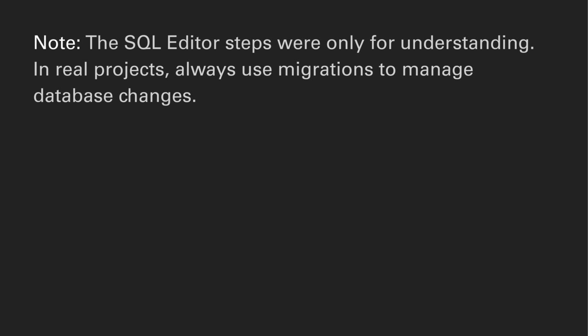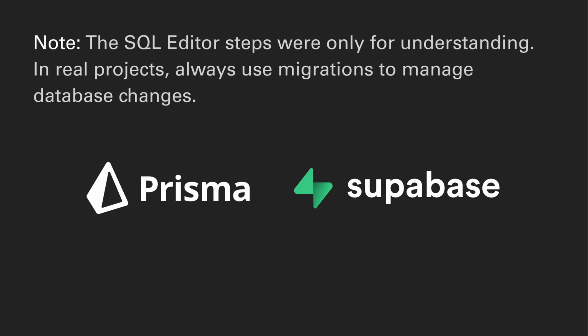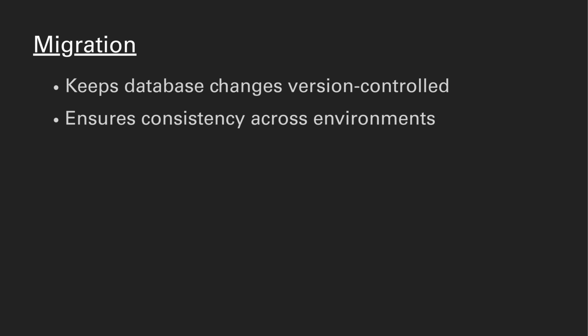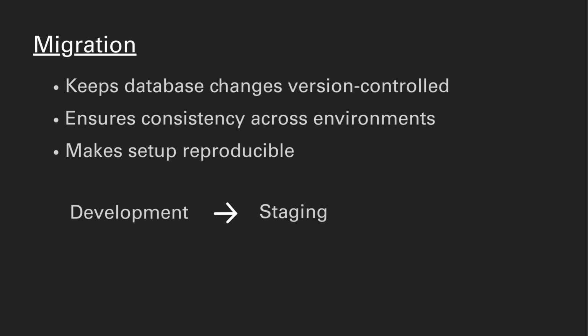Now, one more important thing. Everything we have done so far, writing queries in the SQL editor, was purely for understanding full text search in detail. But in a real production setup, if you are using Prisma with Supabase, you should never rely on manual SQL editor changes. Instead, we use migrations. Now, why migrations? Because migrations keep your database changes version controlled, consistent and reproducible across environments like development, staging, and production.